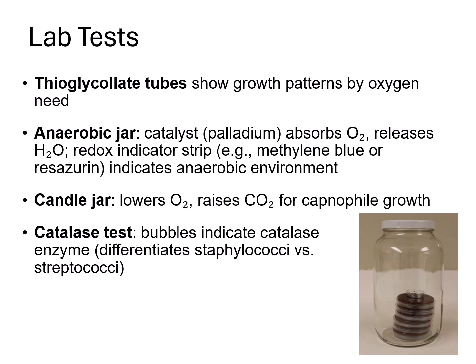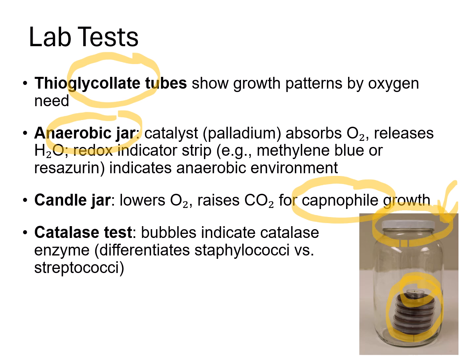So examples of lab tests used to determine aerotolerance or aerotolerance-related reactions include the thioglycolate tubes we saw, the anaerobic jar we just saw, and we can also use candle jars for capnophiles. This is what we're going to see in lab as well. We put our plates inside a glass jar, and I'll put a candle at the top and just simply close the jar. That'll lower the oxygen levels and raise the CO2 levels, perfect for capnophiles.